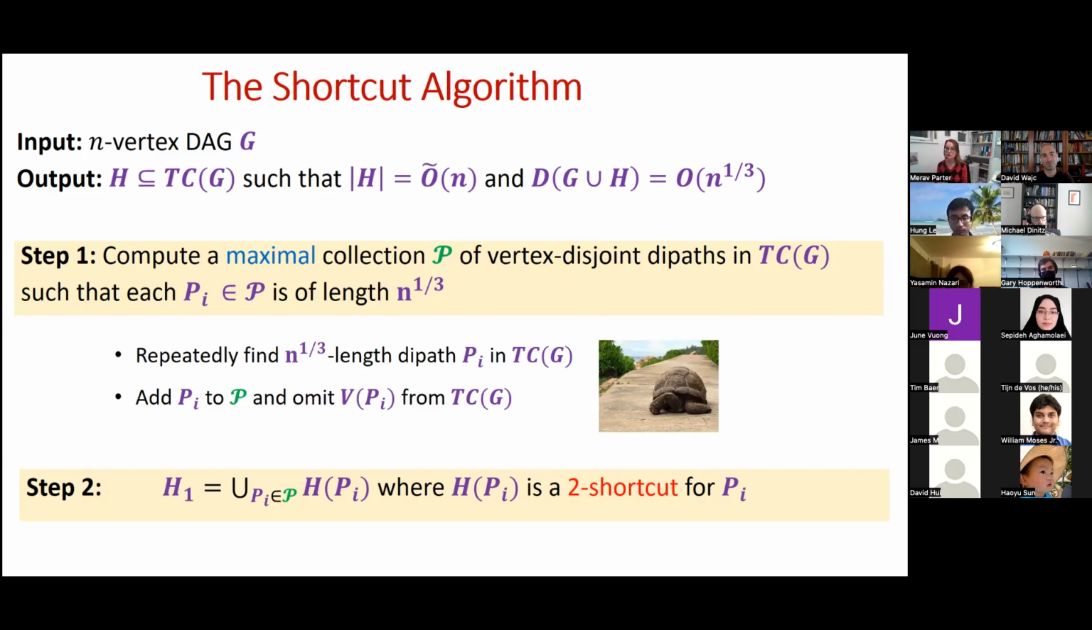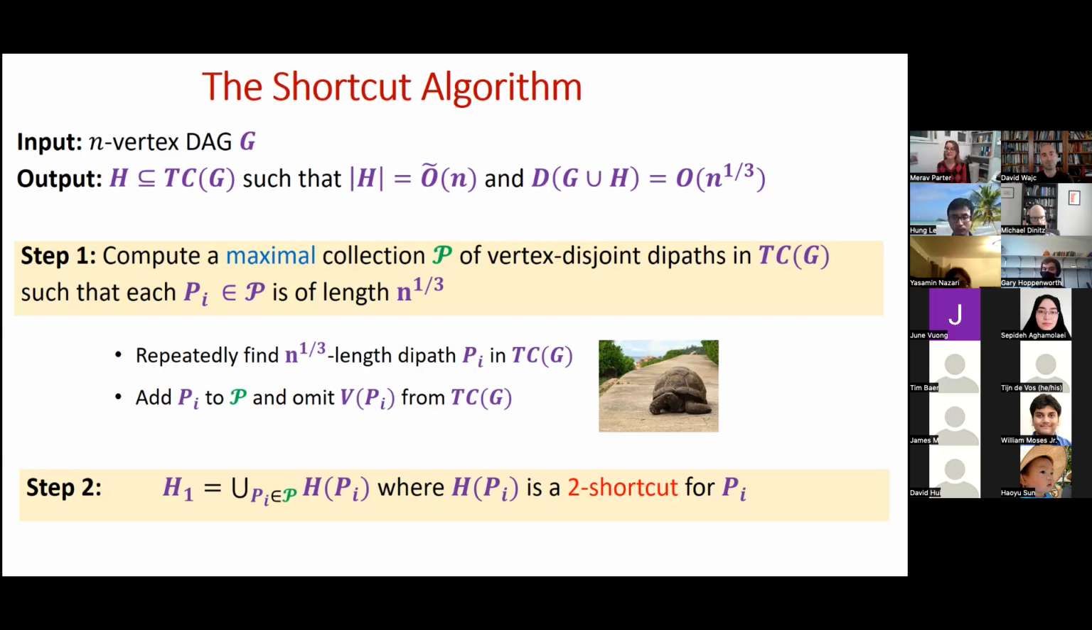We continue this way until the remaining transitive closure has no path of length n to the 1/3. So this is just the first step, computing the collection of at most n to the 2/3 many paths, because the length of every path is n to the 1/3 and the paths are vertex disjoint. So this is the path collection.